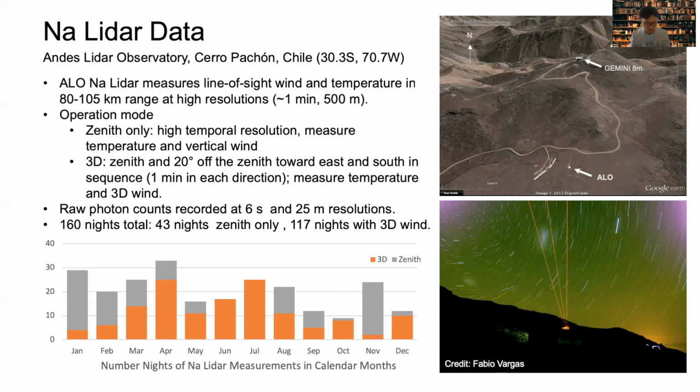In this study, 160 nights in total were included: 43 nights zenith-only and 117 nights with 3D wind measurement. The orange color represents the nights of 3D measurement in each calendar month. The gray color represents the nights of zenith-only measurement in each calendar month.